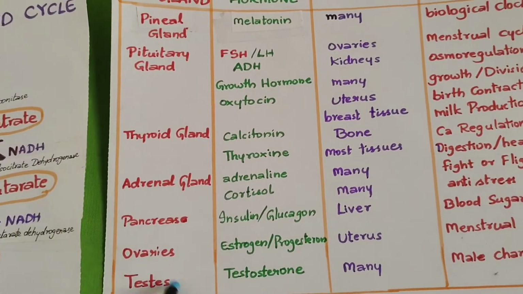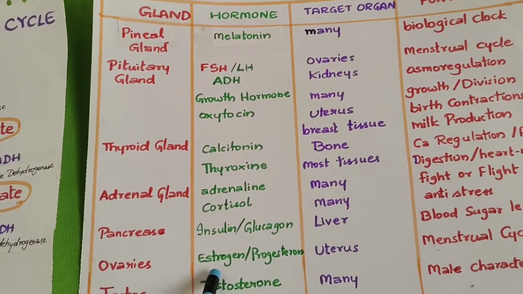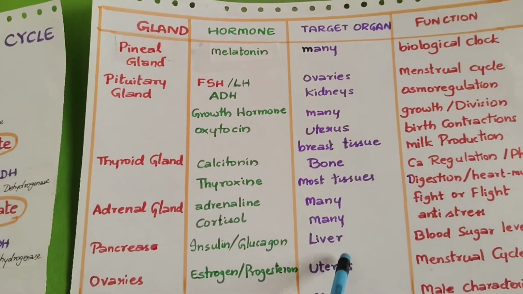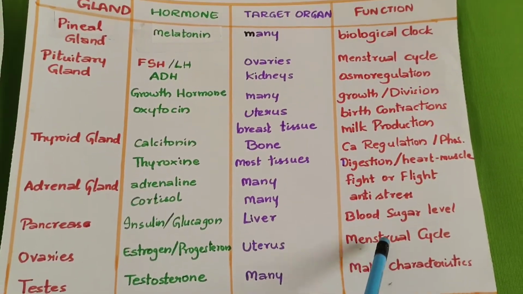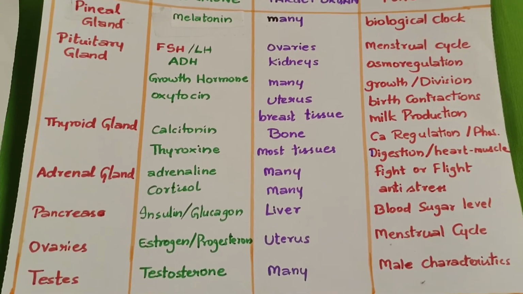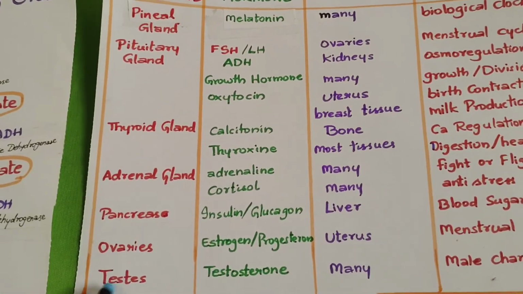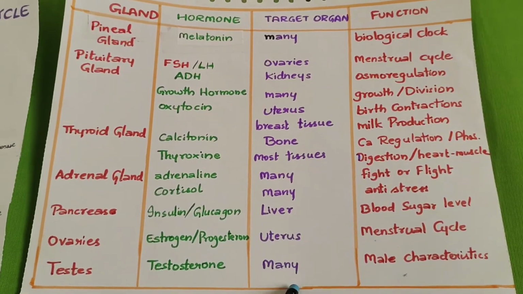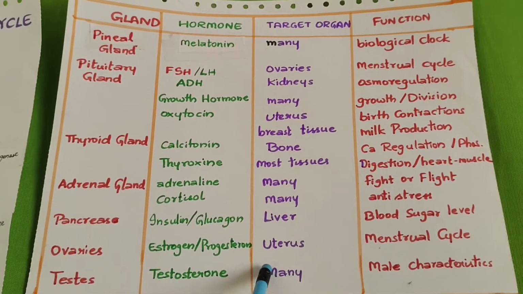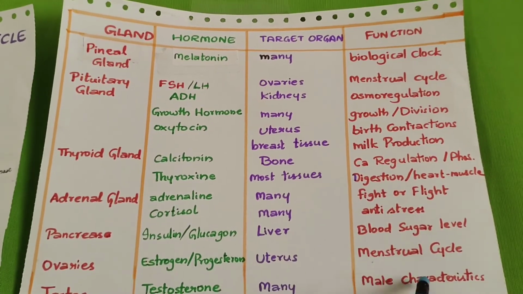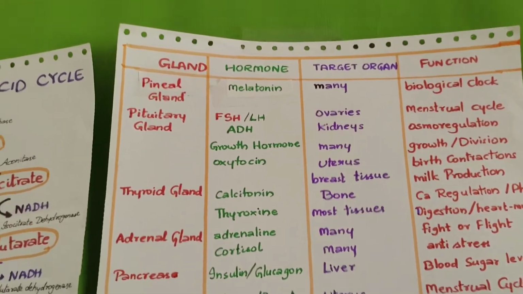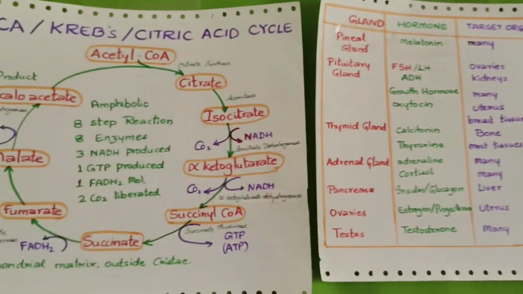Ovaries, again a gland, and the hormones estrogen and progesterone are secreted from the ovaries. The major target organ is the uterus only, and it controls the menstrual cycle and also the pregnancy. Okay. And testis, major hormone testosterone, and the target organs would be many because it functions on secondary sexual characters in males. Okay. So these are the important concepts that you have to go through.